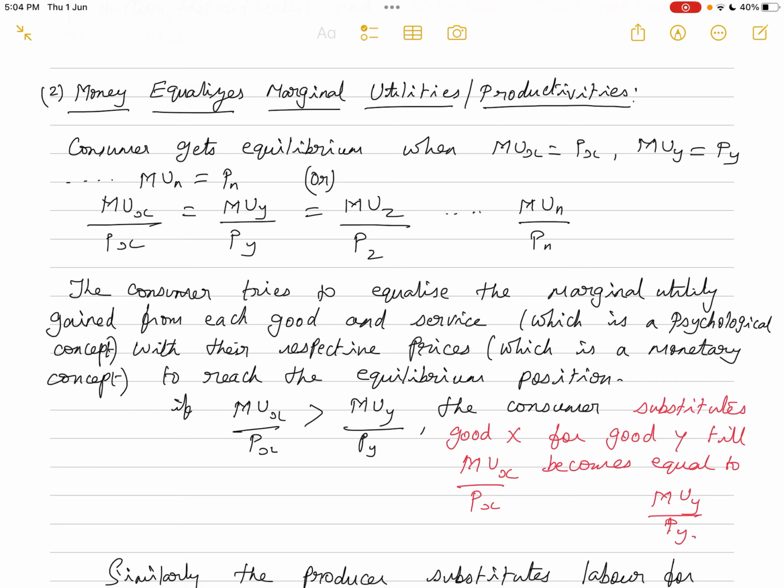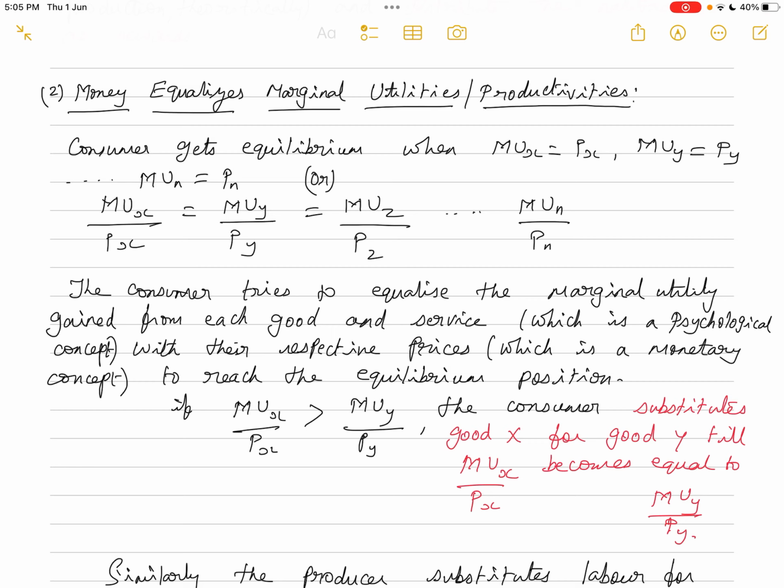Similarly, for all commodities, MU of x must be equal to P of x. We should purchase that many units of commodity y until we reach the position MU of y is equal to P of y, and so on, for n number of commodities, MU of n must be equal to P of n. Then the consumer is in the equilibrium position. In other words, this is the ratio: MU of x divided by P of x must be equal to MU of y divided by P of y, which must be equal to MU of z divided by P of z, and so on, up to MU of n divided by P of n. If this ratio is satisfied, the consumer is in equilibrium.